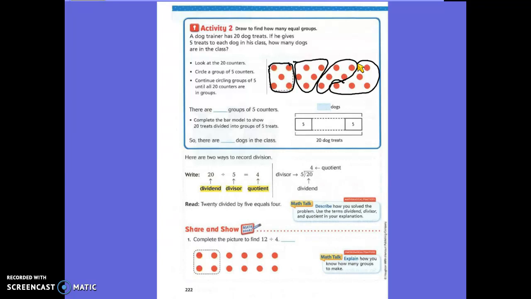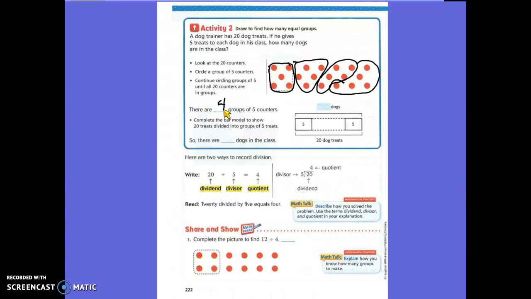How many groups of 5 did you guys find? 4. Okay. So now we need to complete the bar model with what we found. Last time we did the bar model, there were how many bars? On the last page, how many bars were there? 5. There were 5 bars on the last page because there were 5 dogs, right?